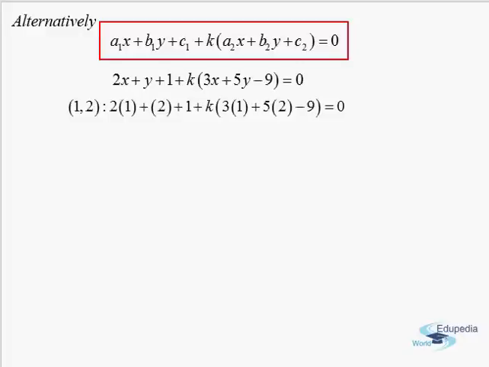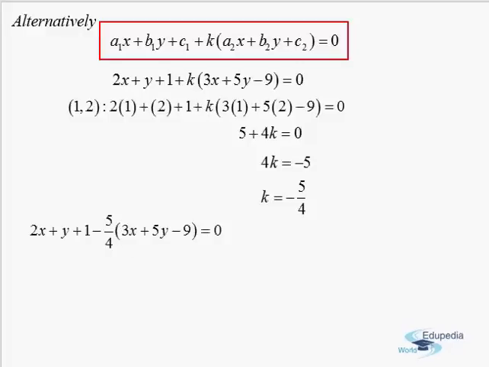So the new line, we know that it is passing through the point (1, 2). We just plug this in: 2 into 1 plus 2 plus 1 plus k, 3 into 1 plus 5 into 2, because that is the value of y, and we just solve for this. When we are done with our calculations, in simplified form, we get 5 plus 4k is equal to 0. Once we are done with that, we can get the value of k.